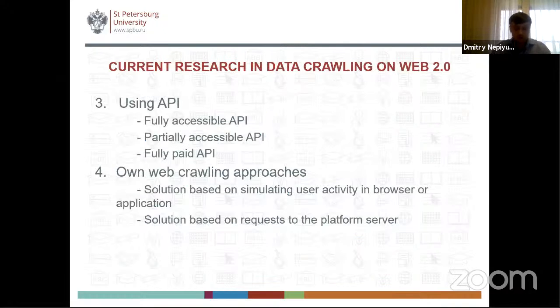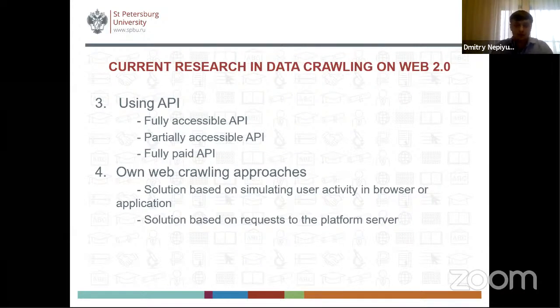When we use our own data crawling approaches, we have two options. It's a solution based on simulating user activity in a browser or application, and a solution based on requests to the platform server. As for the solution based on simulating user activity in a browser or application, it's important to understand that the speed of data crawling is comparable to the speed of user activity.